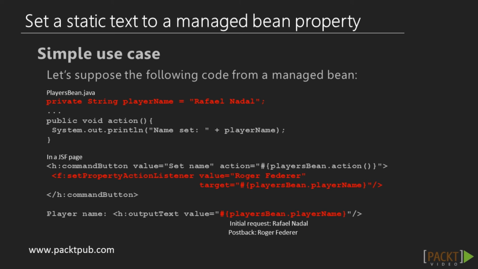Further, we press a command button that uses the setPropertyActionListener to set the text Roger Federer to the playerName property. Notice how we have specified this text in the value attribute and how we have informed JSF about the bean and the property where this text should be stored via the target attribute. Now this is the text that will be displayed.